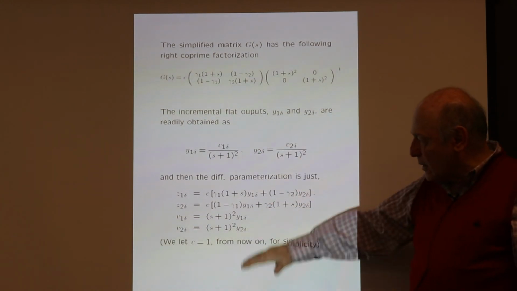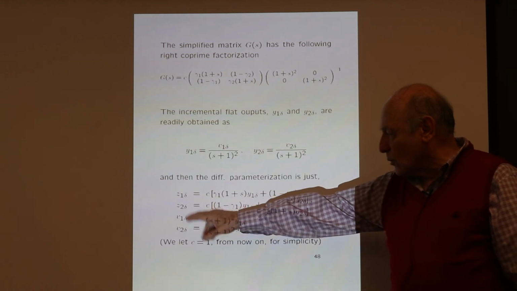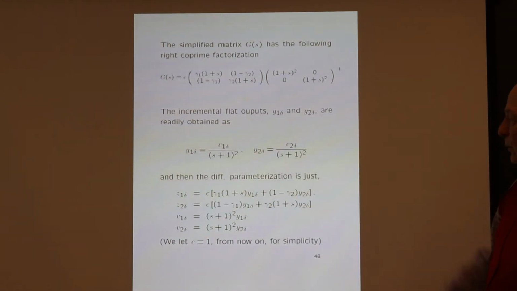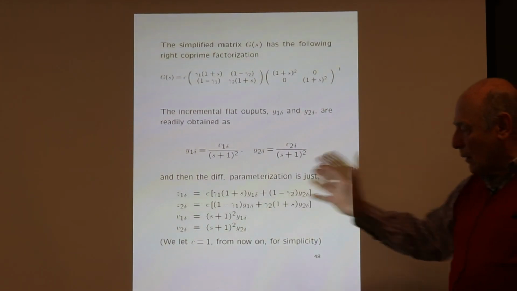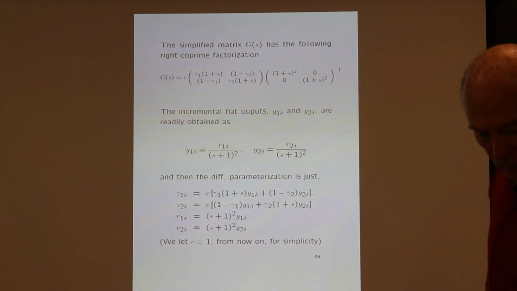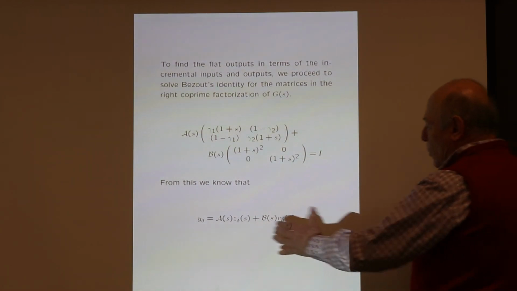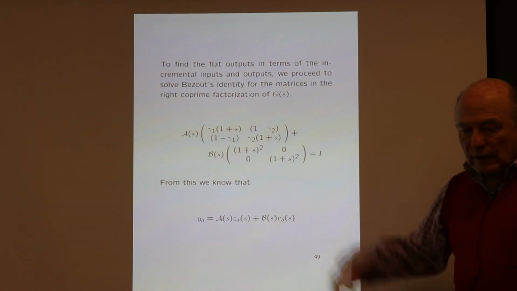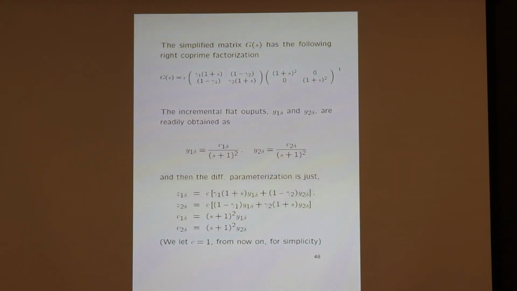So you can differentially parameterize all the variables, all the 4 states in the system and the 2 controls, or the 2 outputs you are interested in regulating and the 2 inputs, in terms of the flat outputs, which are y1 and y2. And when you do that, then you also might try the Bezout identity in order to compute the flat output from the inputs and the outputs. But that's not as useful as computing the flat output as we already did here.